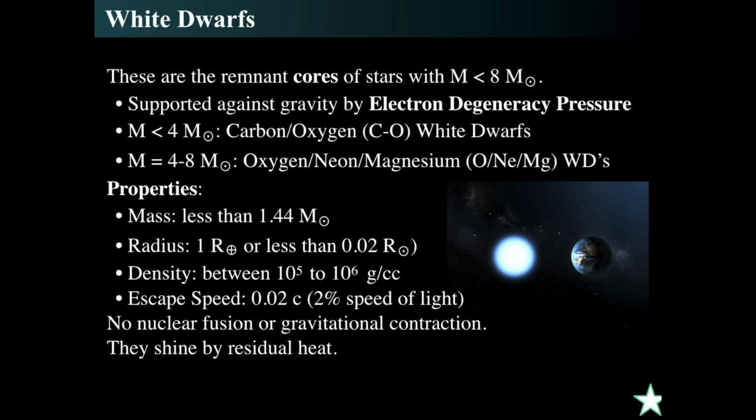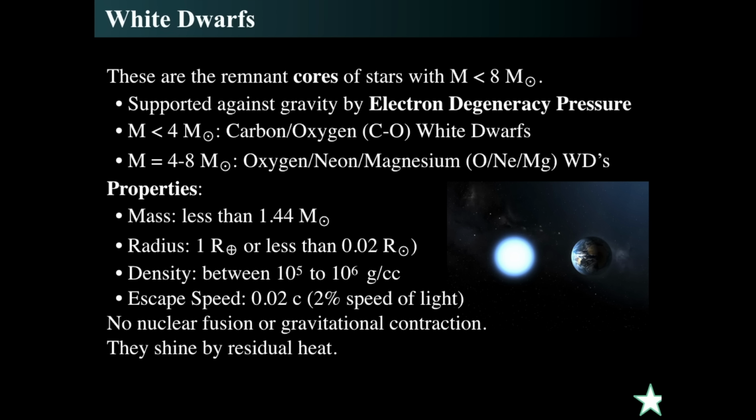The radius of them is about the size of the Earth, or about 2% that of the Sun. And the densities can be up to 1,000,000 grams per cubic centimeter. So that means you can get 1,000,000 grams of something that's the size of a sugar cube. And the escape speeds are on the order of about 2% the speed of light.